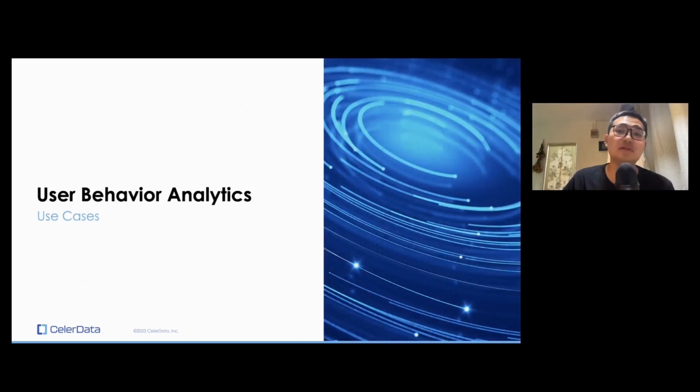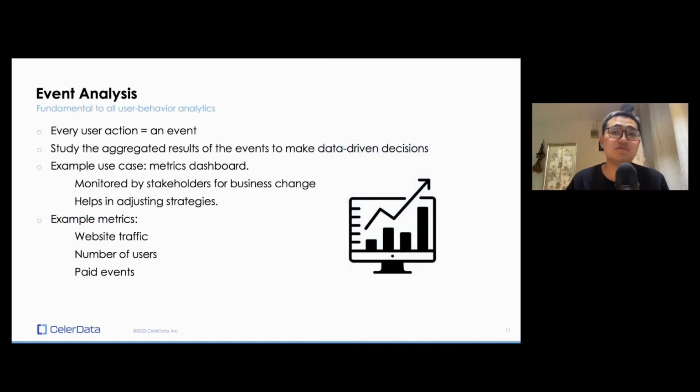Okay. And then let's go a little bit into the use cases, right? So we hear about a lot of the stories, but what exactly can we do with user behavior analytics, right? So the first type is event analysis, right? This is fundamental to all user behavior analytics workloads, right? Actually, all of the three I've mentioned before are event analysis. An event is every user's action, right? So event analytics is basically studying the aggregated results of the events to make more data-driven decisions.